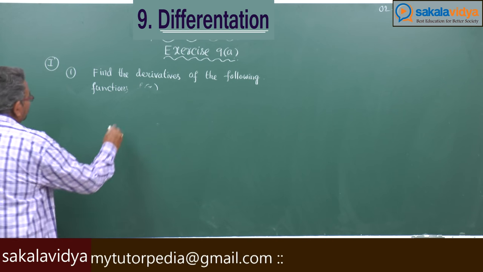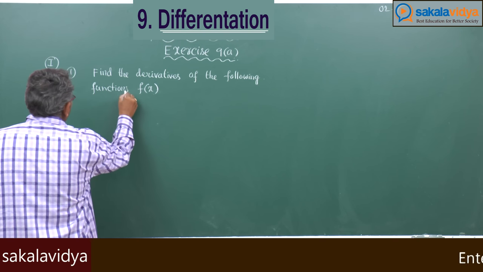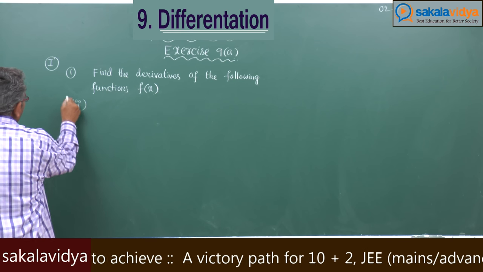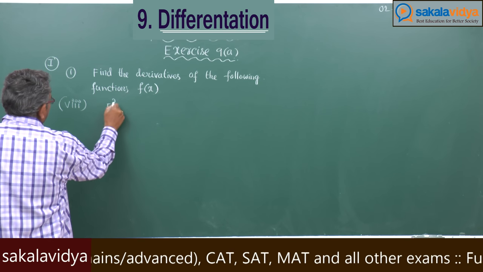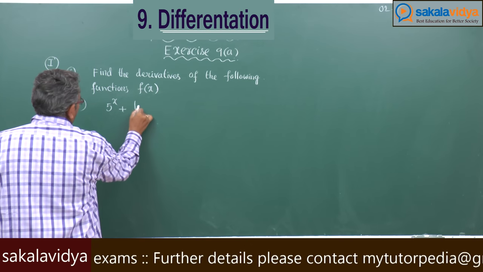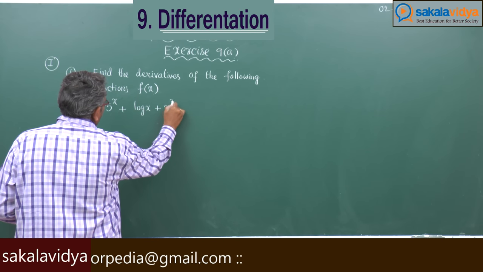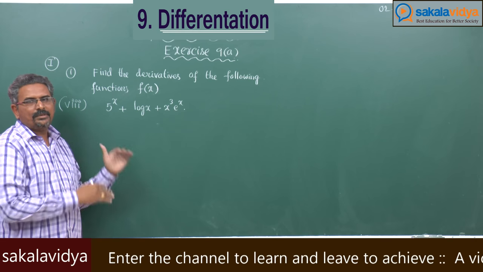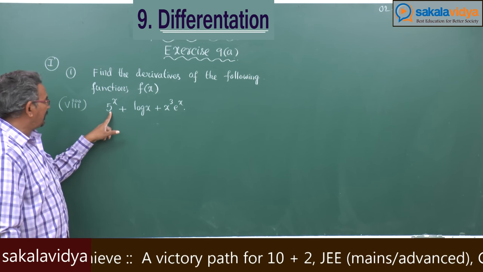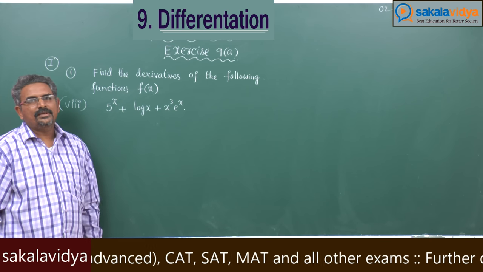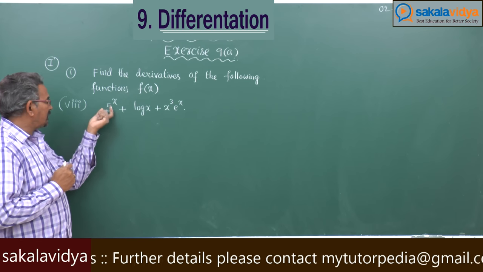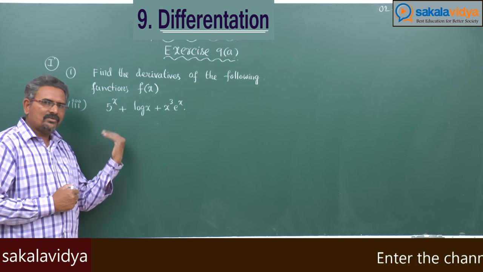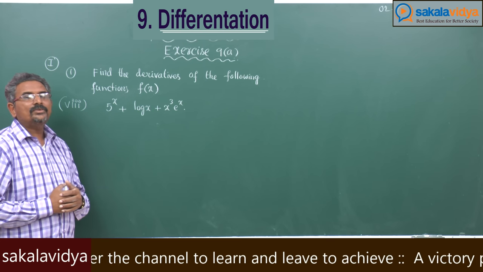Eighth problem. 5 power x plus log x plus x cube e power x. If we observe, this problem consists of three terms: one is 5 power x, then log x, and x cube e power x. If you want to differentiate this function, first we should know the derivative of a power x, which is a power x log a, and the derivative of log x is 1 by x, whereas the last term can be performed using the product rule.